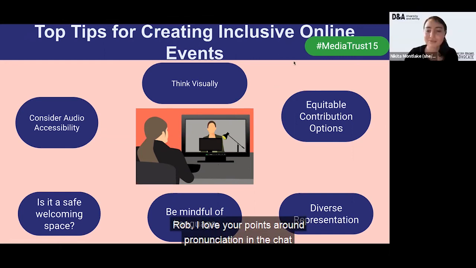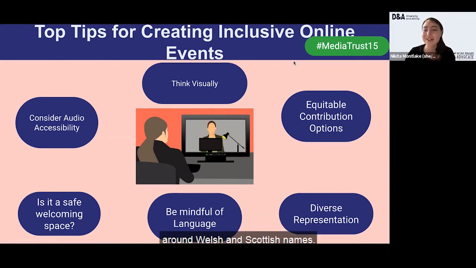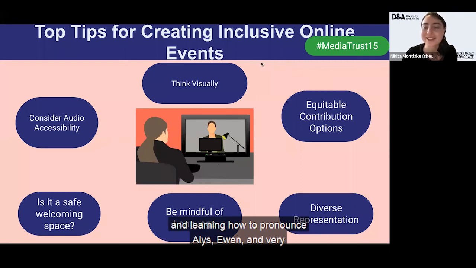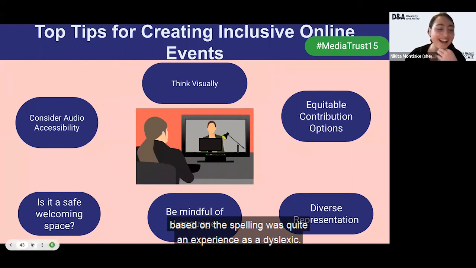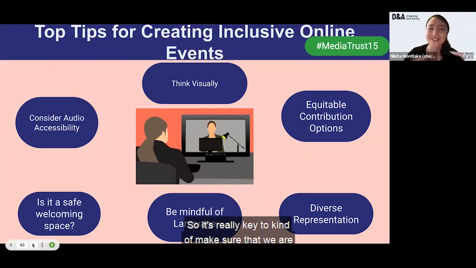Brilliant. Rob, I love your points around pronunciation in the chat around Welsh and Scottish names. I lived in Glasgow for a couple of years, and learning how to pronounce Ailey, Ewan, and Vary based on the spelling was quite an experience as a dyslexic. So it's really key to make sure that we are familiarizing ourselves with pronunciations for sure.